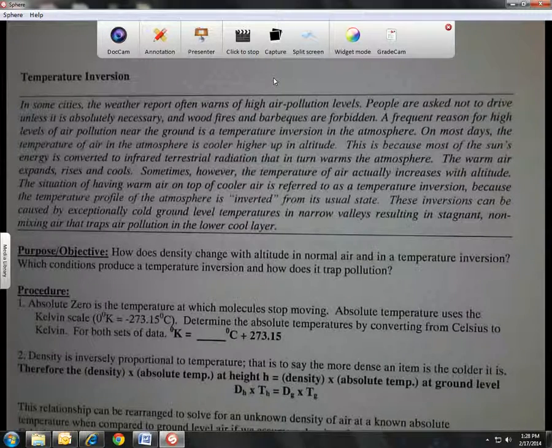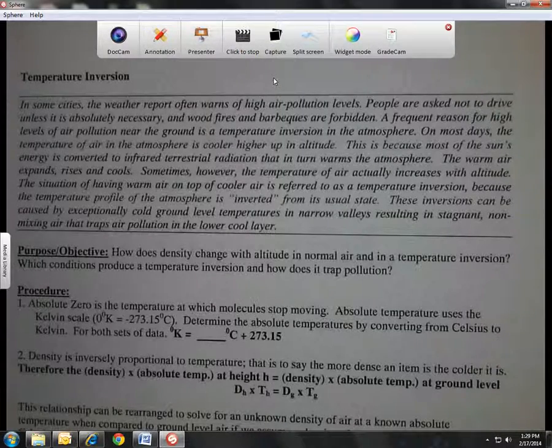Warm air usually rises, it expands as it rises, and then it cools the higher up it gets. However, there are times when the temperature of the air actually will increase with altitude. In these situations, you'll have warm air on top of cooler air, and this is referred to as a temperature inversion. When this happens, the profile of the atmosphere gets inverted, and this inversion process actually traps air pollution in the cooler air, so it would be trapping it closer to the ground.